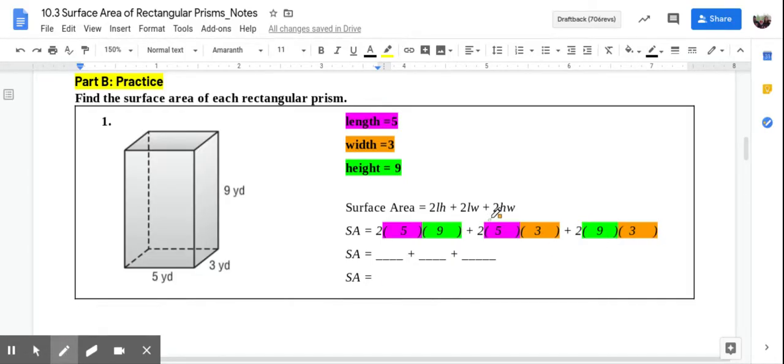And my last part, 2 times the height times the width. I know that my height is 9 and my width is 3. I have to be able to multiply all the different parts of the sides. So what is 2 times 9 times 3?